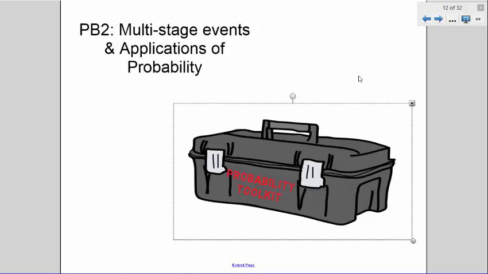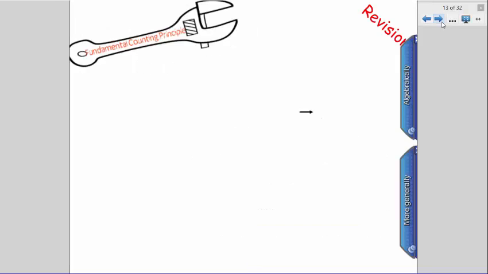Welcome to video 2 on PB2, multi-stage events and applications of probability. Let's dig back into our probability toolkit. In this video, we'll tighten our grip on the fundamental counting principle.